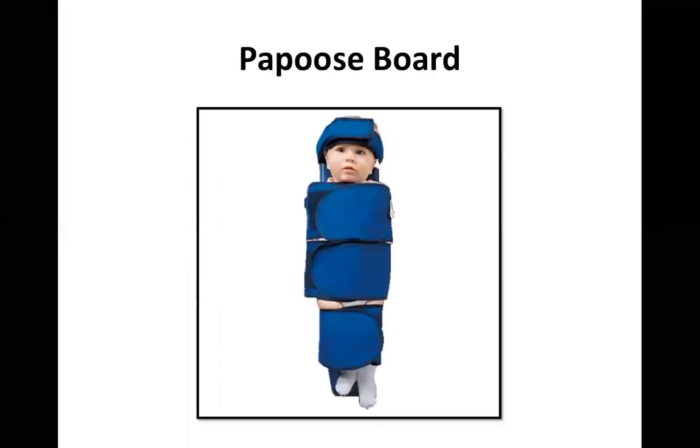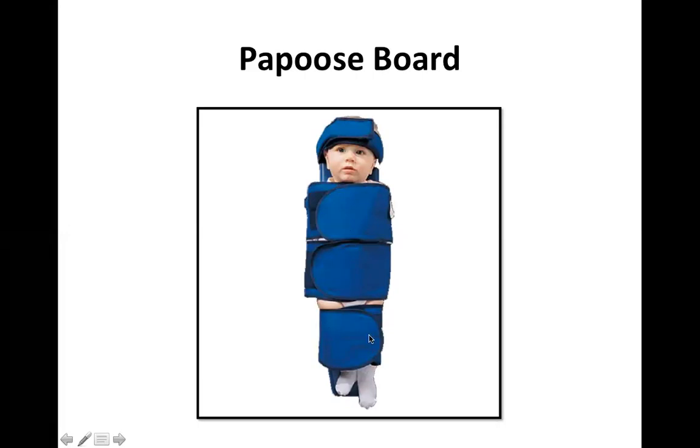The protective stabilization is a Papoose board. You can tie the child on a board with belts so that he cannot move his hands, his legs, and his head as well. You can see that everything is affixed. This is known as the Papoose board. You tie the child on it so that during the work, his hands, legs, and head don't move. You understand? This is a kind of protective stabilization, the Papoose board.